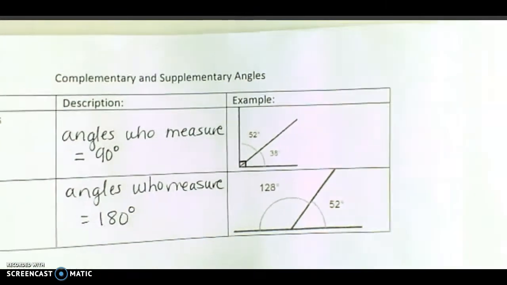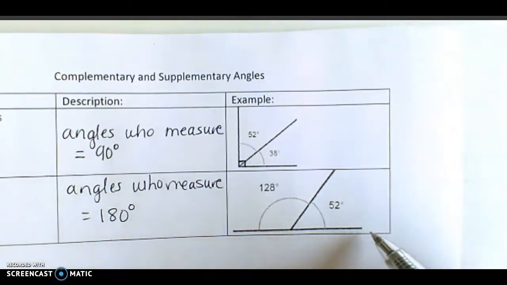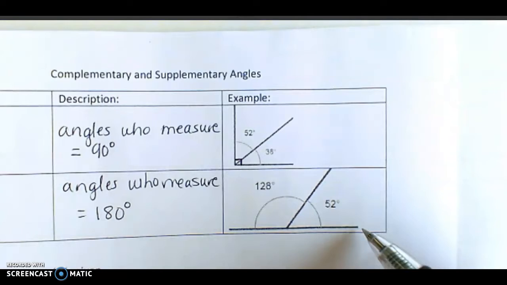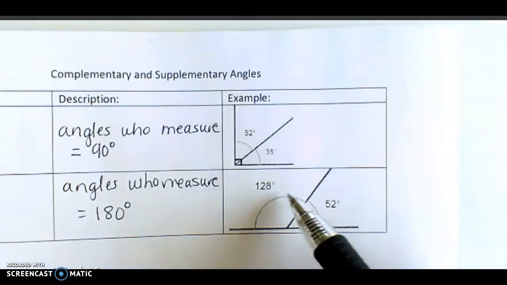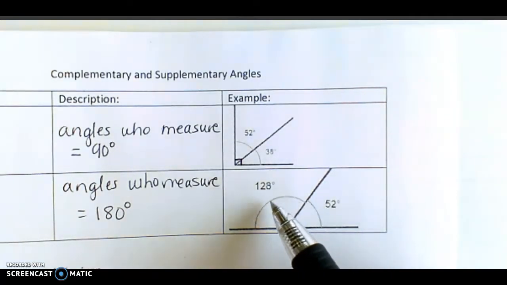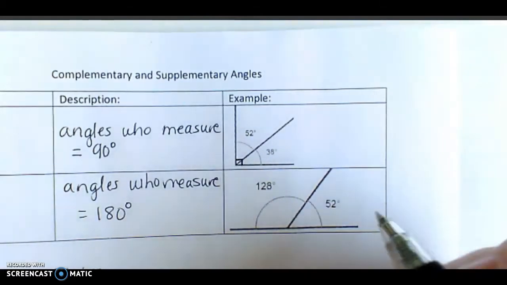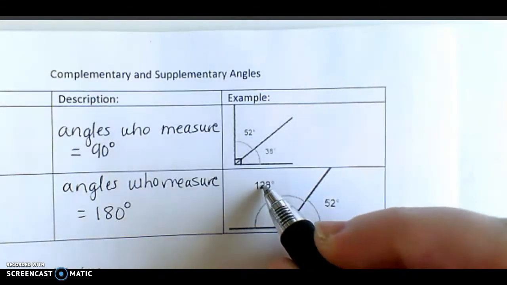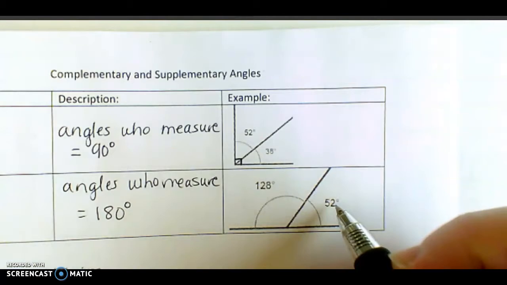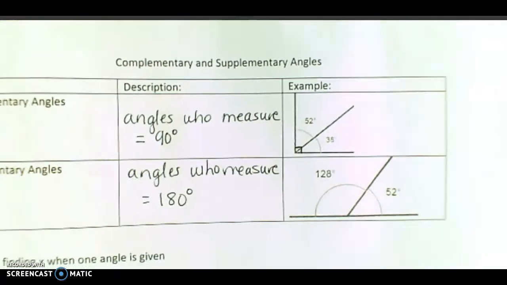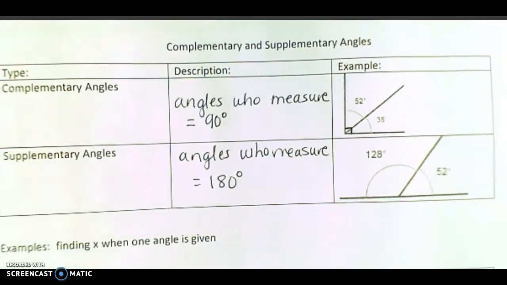An example here would be this is a line. Lines add up to equal 180 degrees. No matter how many angles would be here, all of those angles would add up to be 180 if they make a line. But this angle here is 128. This one is 52. If you add 128 and 52 together, you get 180. So that's the two kinds of angles we're looking at.